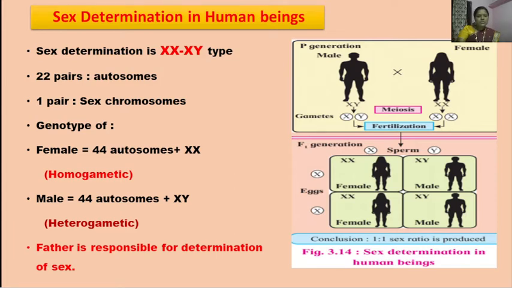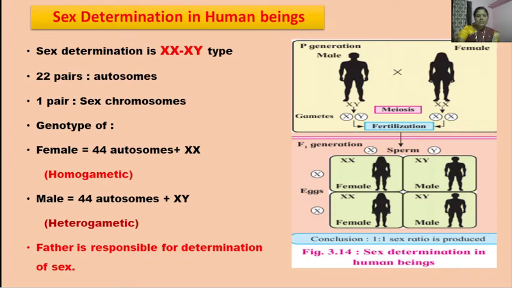This 1:1 ratio means that spermatogenesis produces two types of haploid sperms: 50% of sperms contain 22 autosomes and an X chromosome, while 50% contain 22 autosomes and a Y chromosome. If a sperm containing an X chromosome fertilizes the egg, a diploid zygote is formed that grows into a female child.